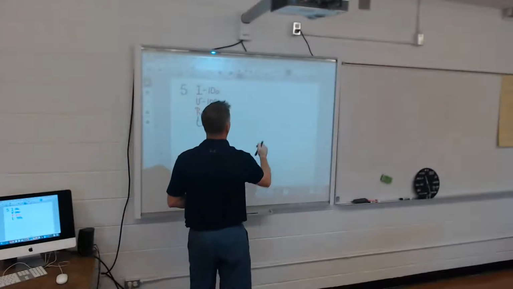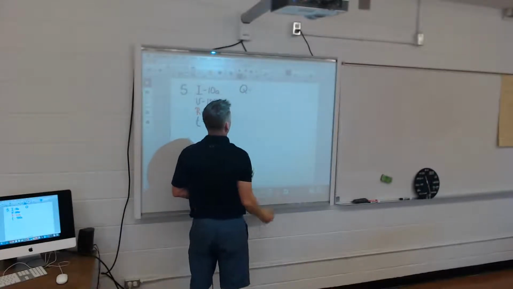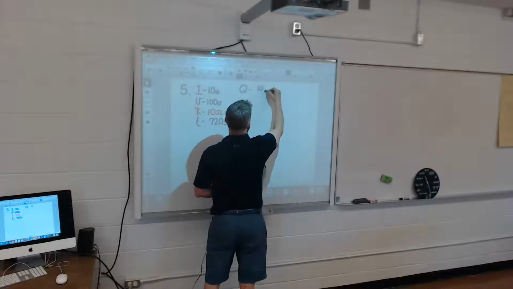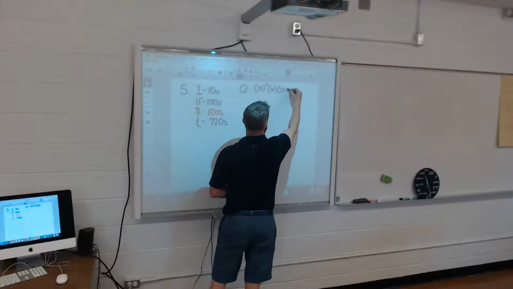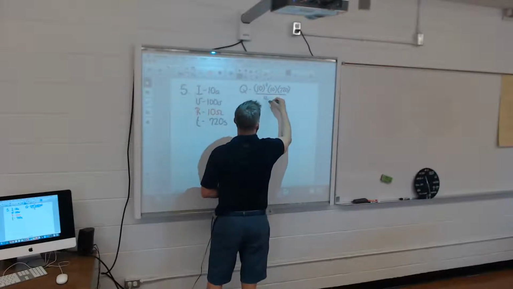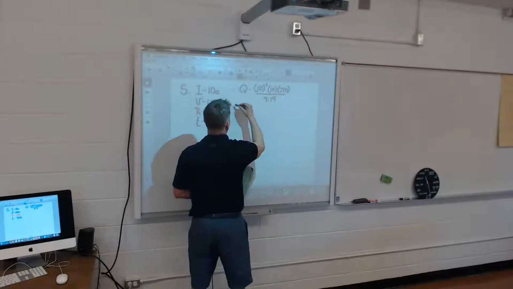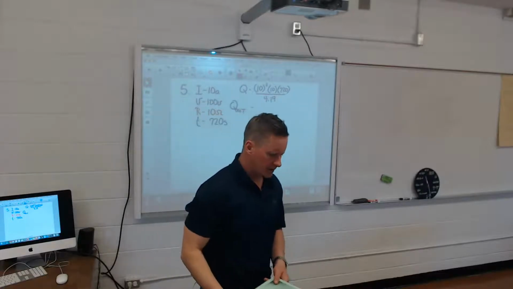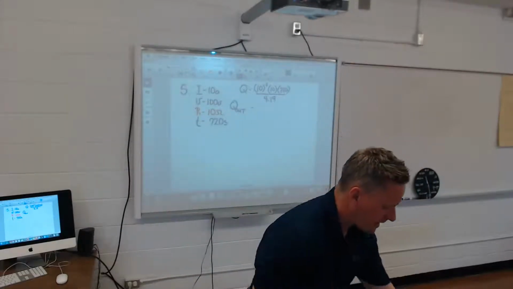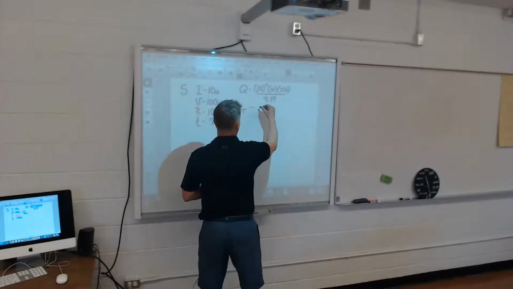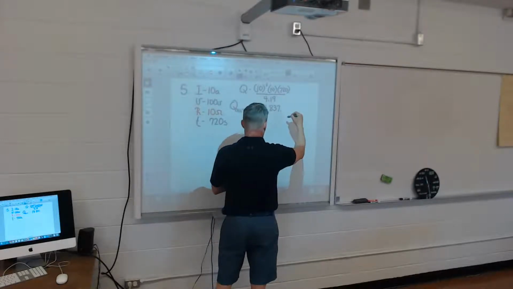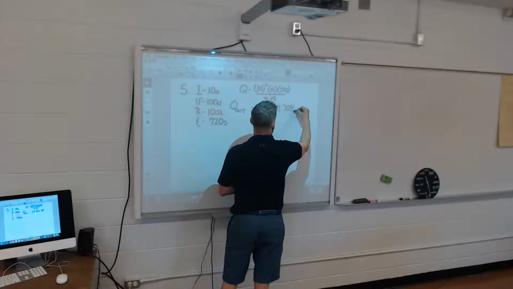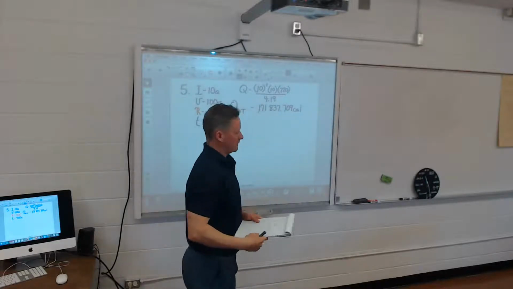So without doing anything, let's find out what the heat output is for this. So I've got 10 squared times 10 times 720. So the Q output worked out to 171,000.